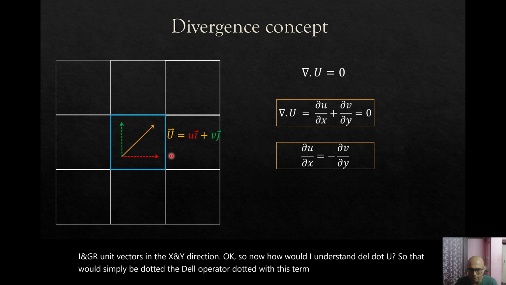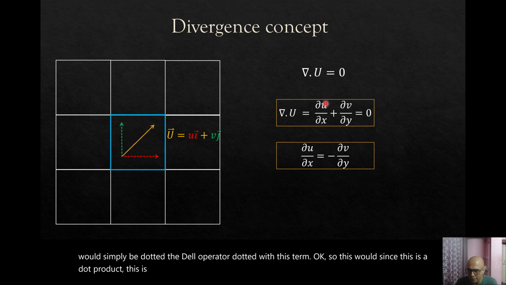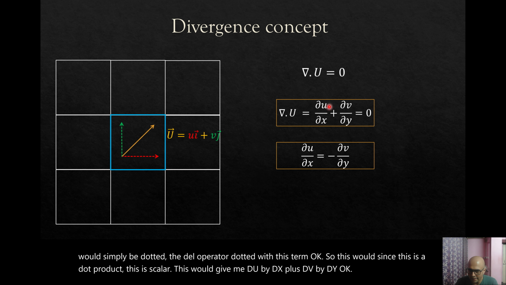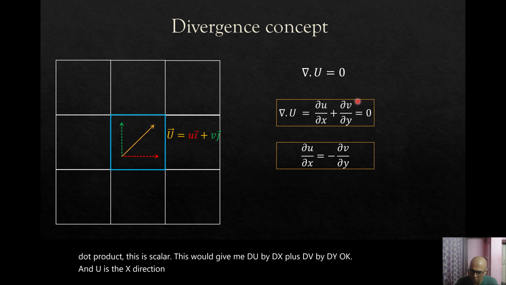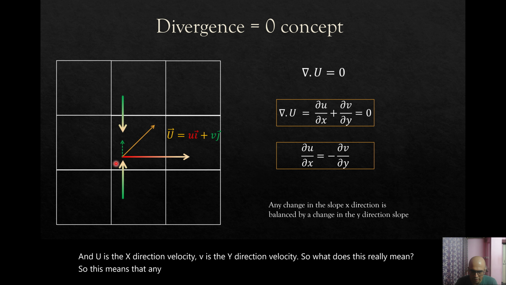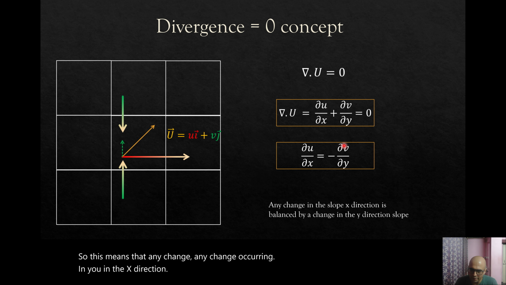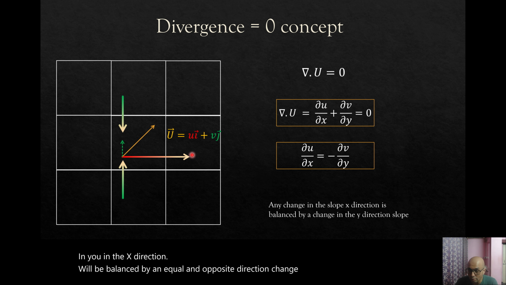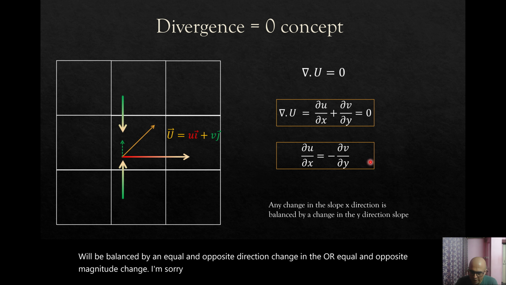Since this is a dot product, this is a scalar, and this would give me du by dx plus dv by dy. Okay, and u is the x direction velocity, v is the y direction velocity. So what does this really mean? This means that any change occurring in u in the x direction will be balanced by an equal and opposite change, or equal and opposite magnitude change, I'm sorry, in v in the y direction.